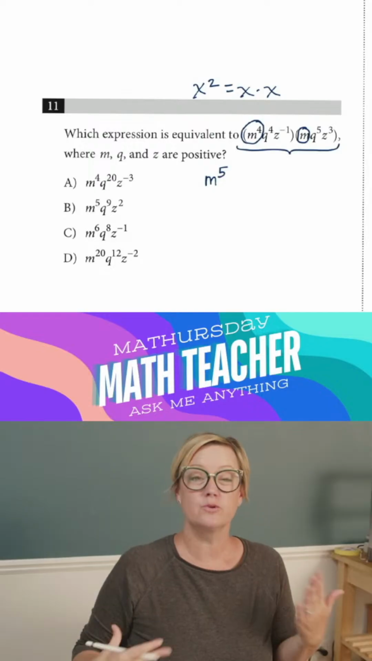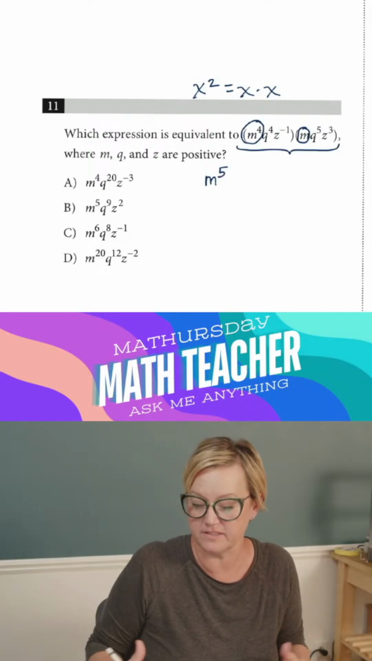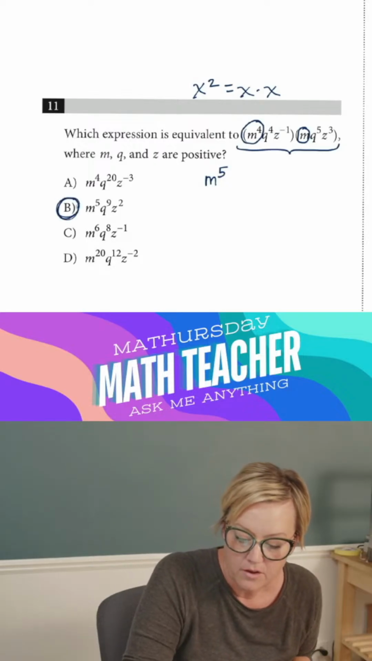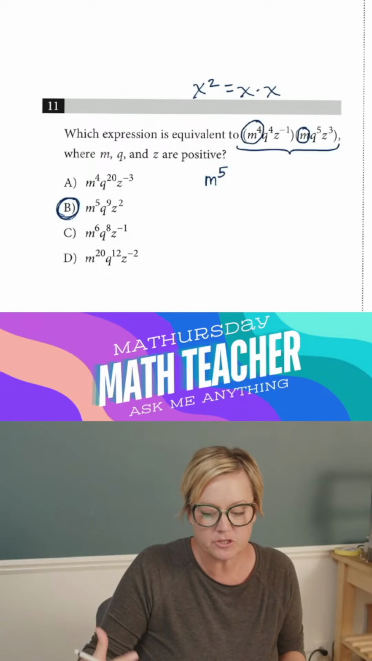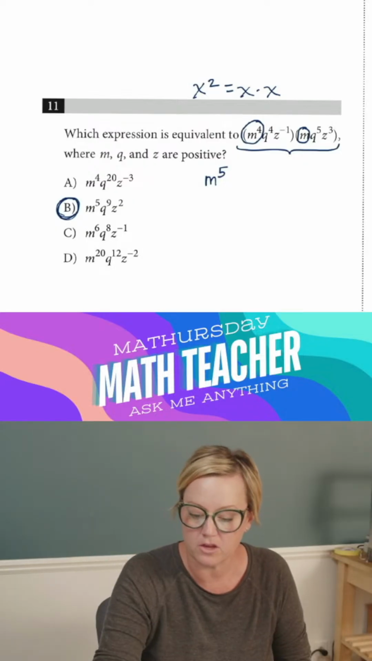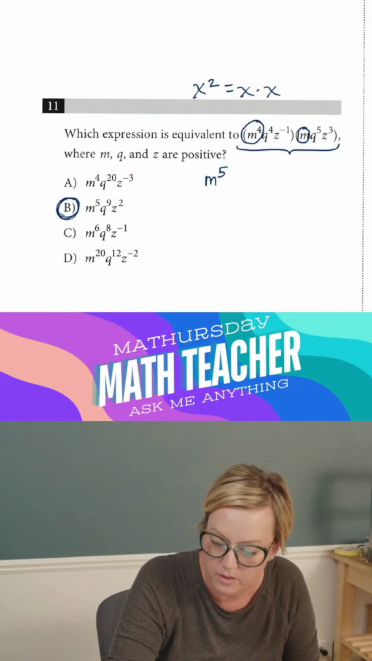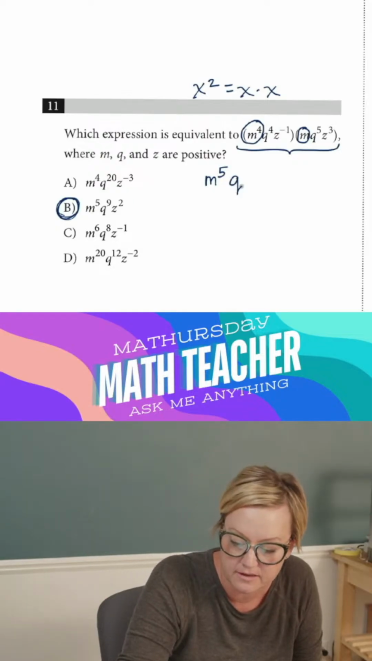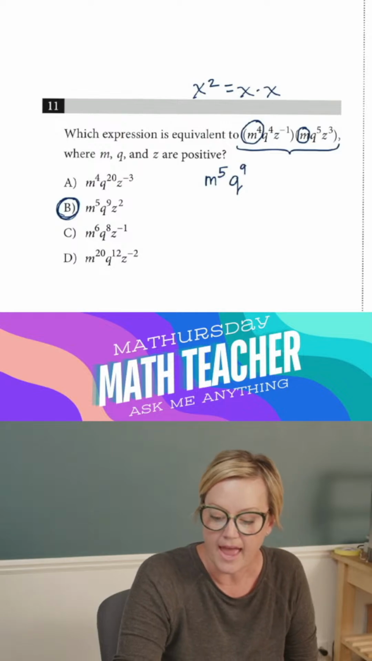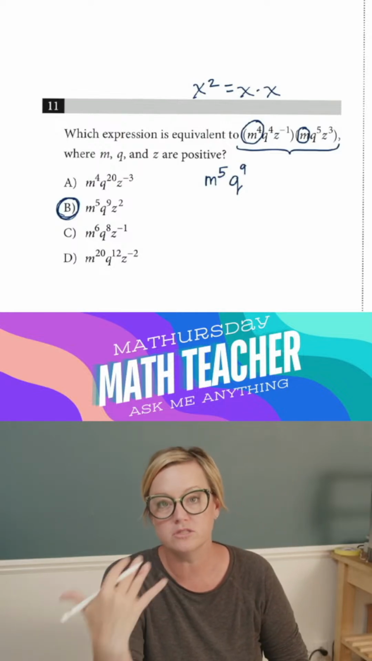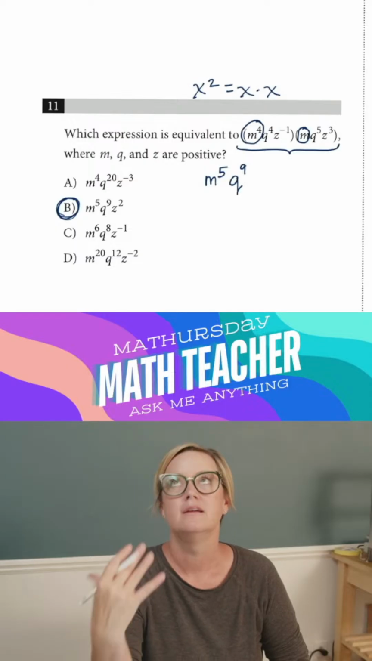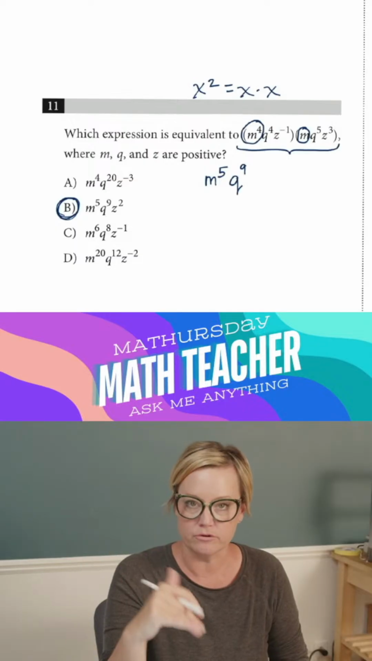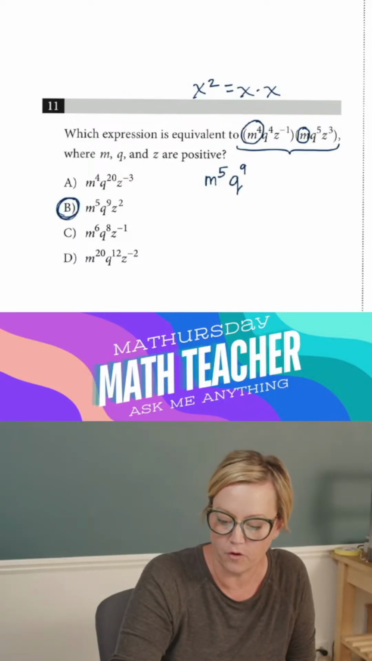If I were in the actual SAT, I would probably just say, well, M to the 5th, the only one that's there is B. But let's take this opportunity to double check. We've got q to the 4th and q to the 9th, right? So how many q's are we actually multiplying together? We've got 9. So the pattern is that if I'm multiplying things together like powers, I'm going to add those powers together. So 4 plus 5 is 9.